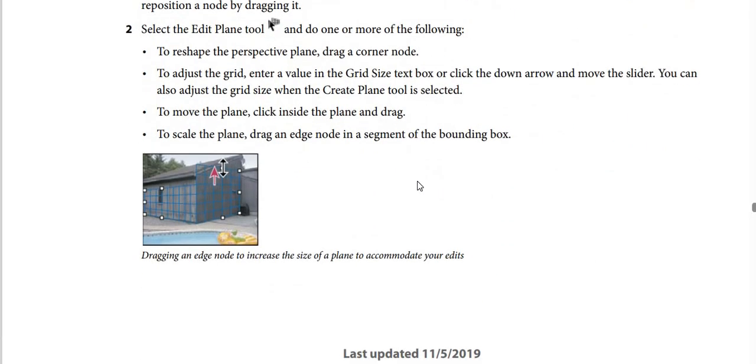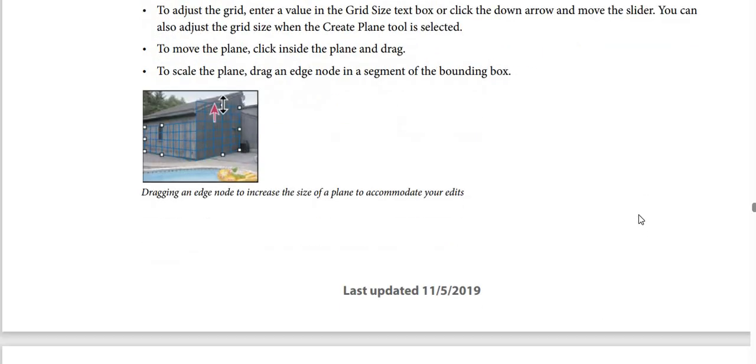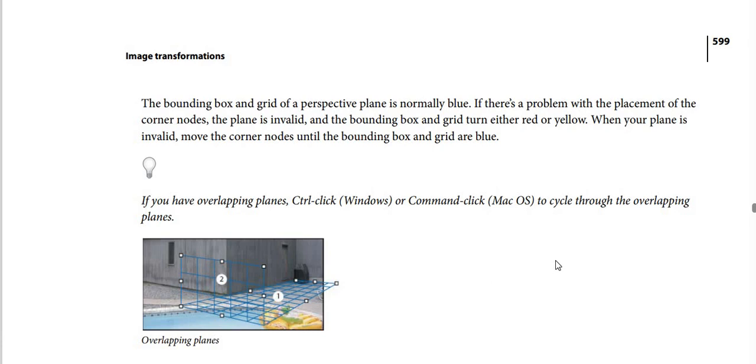like this screenshot now. And this image, by the way, explains for you, dragging an edge node to increase the size of a plan to accommodate your edits. And the bounding box and the grid of a perspective plan is normally blue, and if there is a problem with the placement of the corner nodes, the plan is invalid, by the way, and the bounding box and the grid turn either red or yellow. And when your plan is invalid, move the corner nodes until the bounding box and grid are blue.